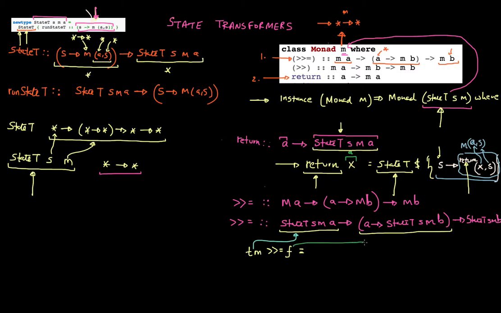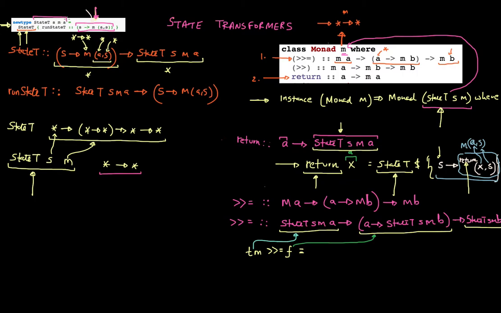f here has some value of the following type there. This entire thing is going to be equal to some value of type StateT s m b. How do I create a value of type StateT s m b? Again, let's just use a value constructor. Okay, this is the actual new type definition there.